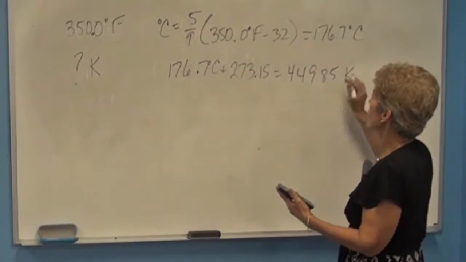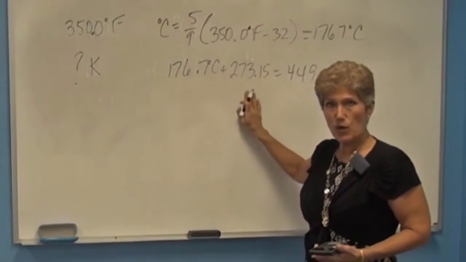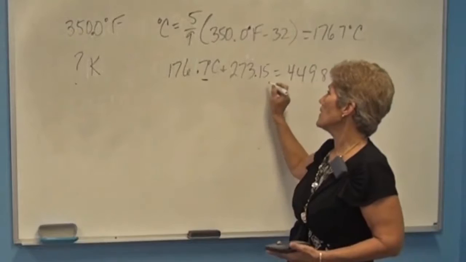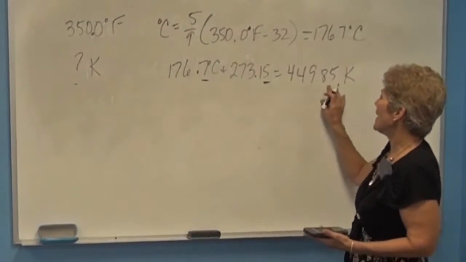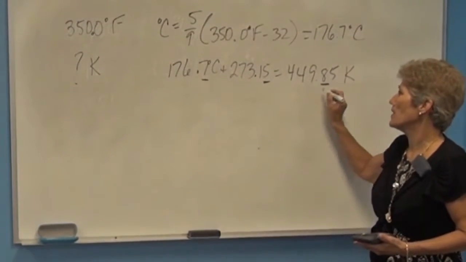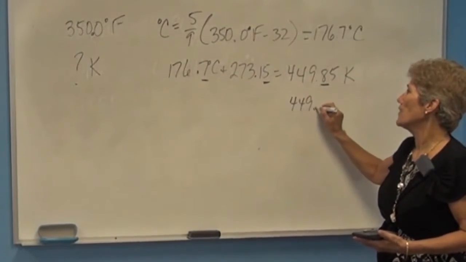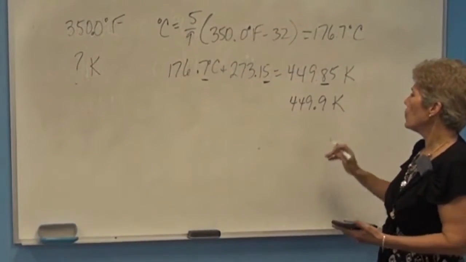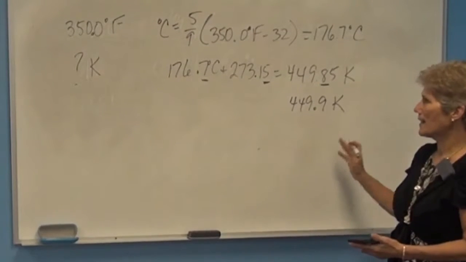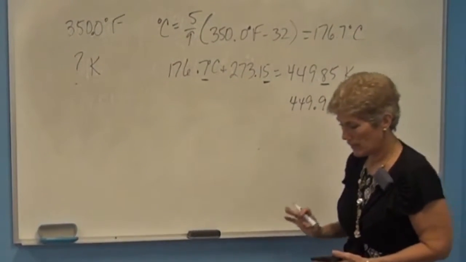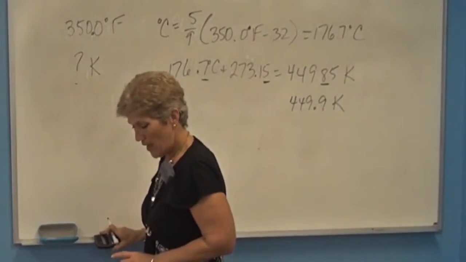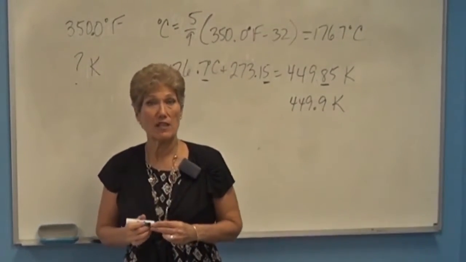What comes out in my calculator is 449.85, and that should be Kelvin, but we are adding and subtracting. This goes to the 10th place. This goes to the 100th place. So my answer has to be to the 10th place. So my answer actually has to be 449.9 Kelvin. You can't take it out to there. Okay? So your answer would have to be there because of significant figures.